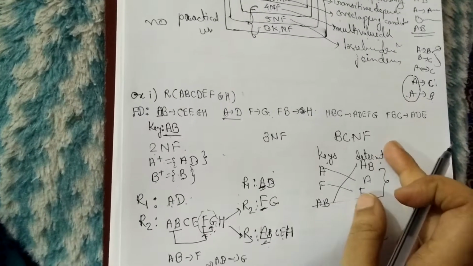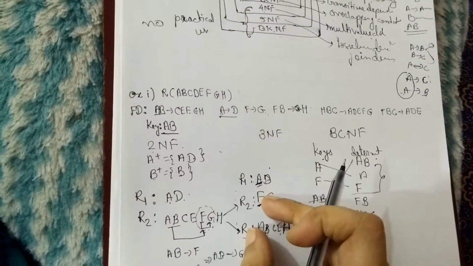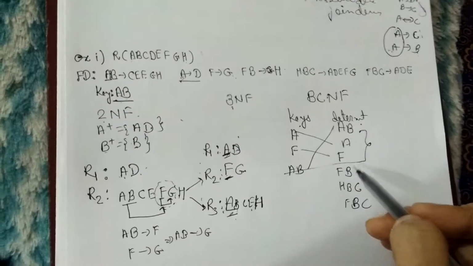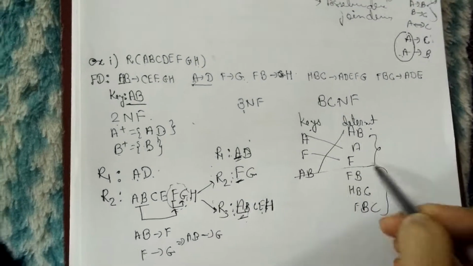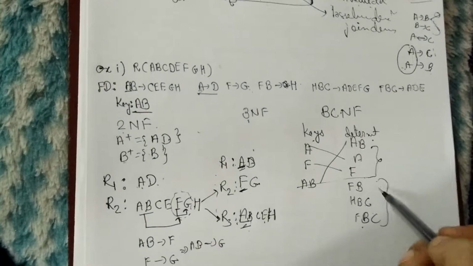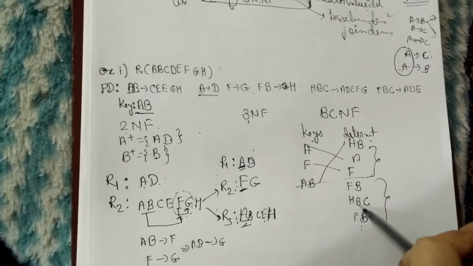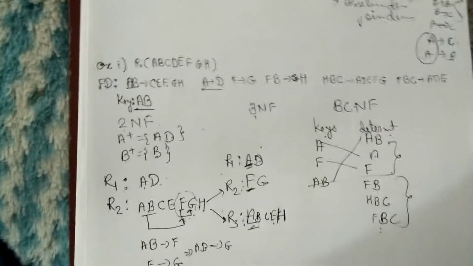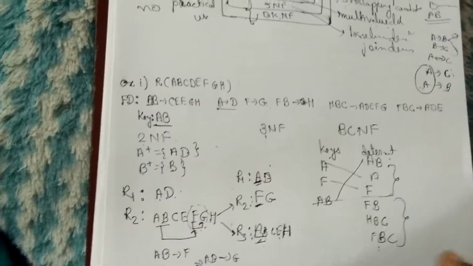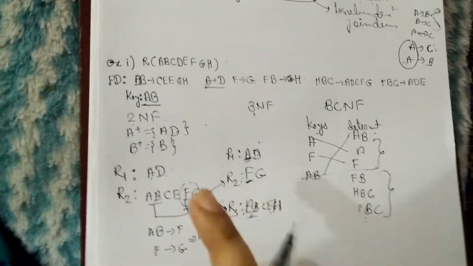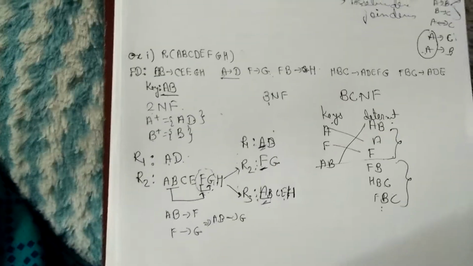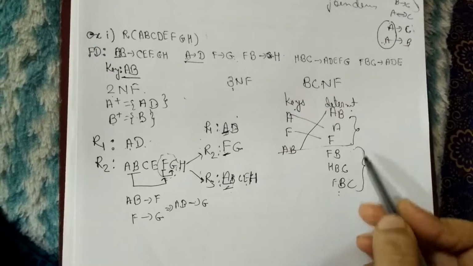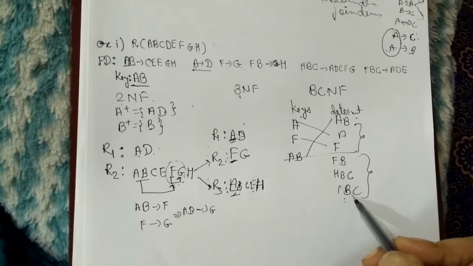If all the determinants are keys in 3NF, then we can directly say that the 3NF is already in BCNF. But if you see over here, we have three extra determinants, so we have to check whether these determinants are candidate keys or not. If they are candidate keys, then it is okay, but if they are not, then we have to split that table and increase the number of tables in our relation. So the first thing we have to check is whether these three are candidate keys or not.